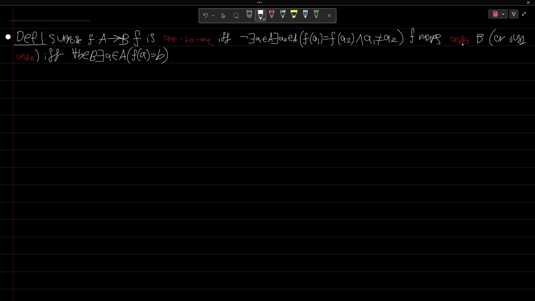And we say that f maps onto B, or just is onto, if B is clear from context, if and only if, for all b in B, there exists an a in A such that b is equal to f of a. One-to-one functions are also called injections, and onto functions are also called surjections. So if there are two distinct elements of A that have the same image under f, then we cannot say that f is one-to-one by definition.